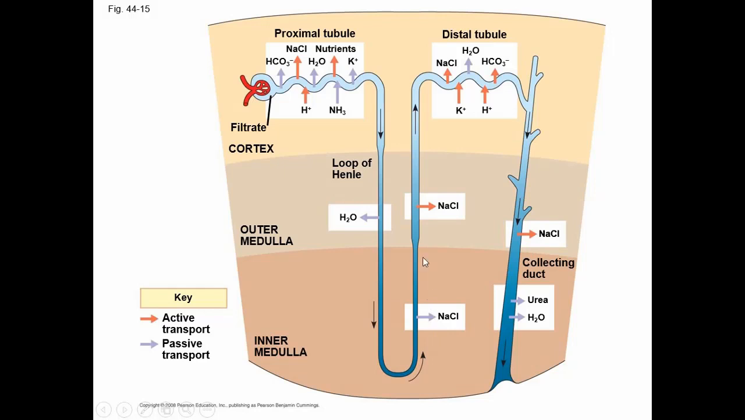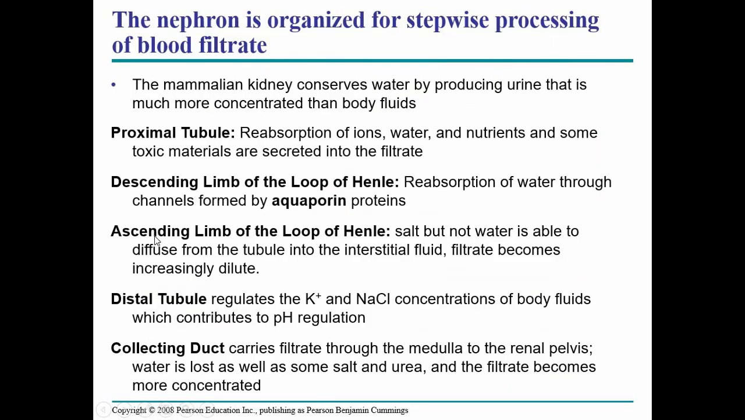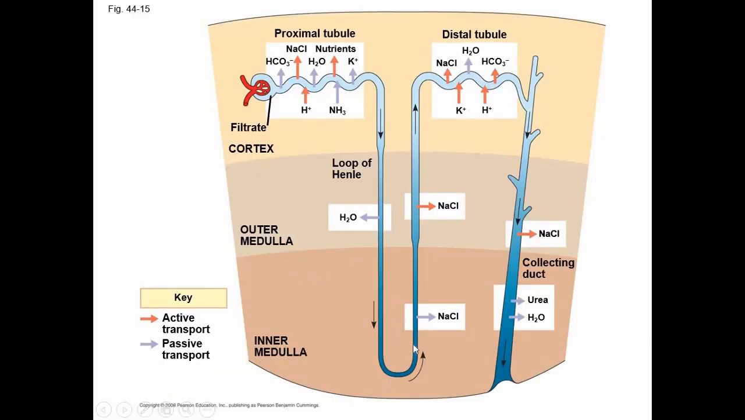Now let's move to the ascending one. Ascending is climbing up. So what we got, salt but not water is able to diffuse from the tubule into the interstitial fluid. The filtrate becomes increasingly dilute. So what happened here, the natrium chloride goes out, so the concentration from here becomes very concentrated, and from here the concentration becomes a bit lower again because the natrium chloride has gone out.